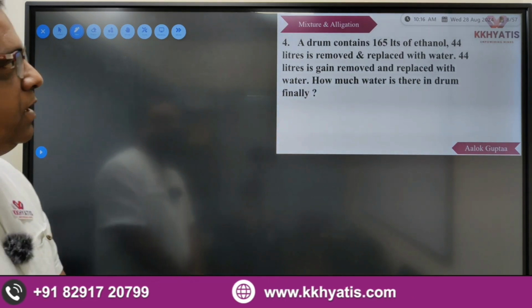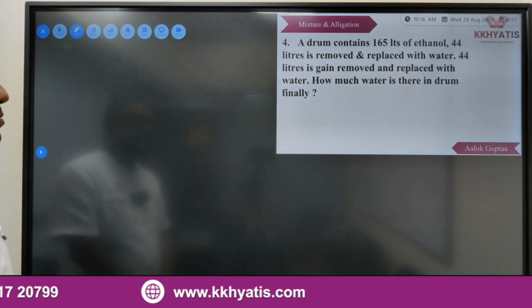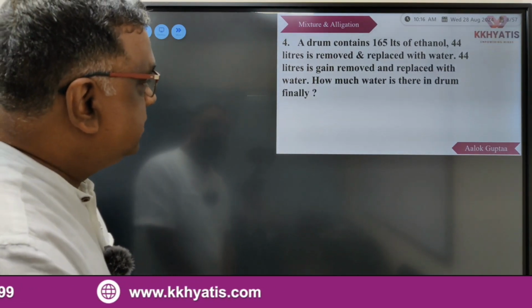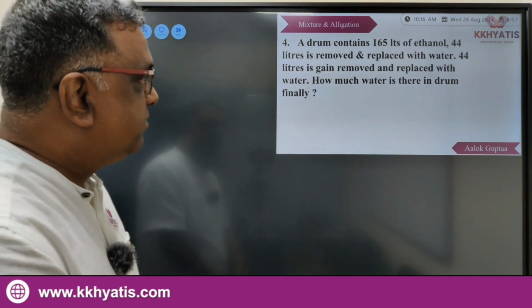Next. A drum contains 165 liters of ethanol. 45 liters is removed and replaced with water. 44 liters is again removed and replaced with water. How much water is there in the drum finally?